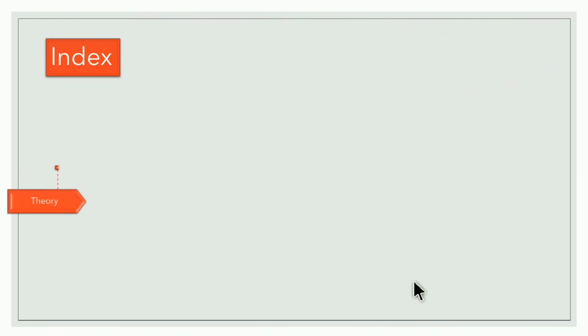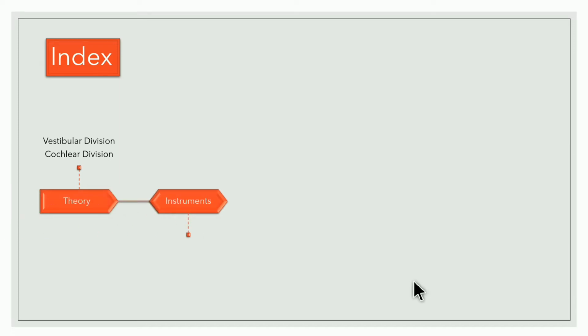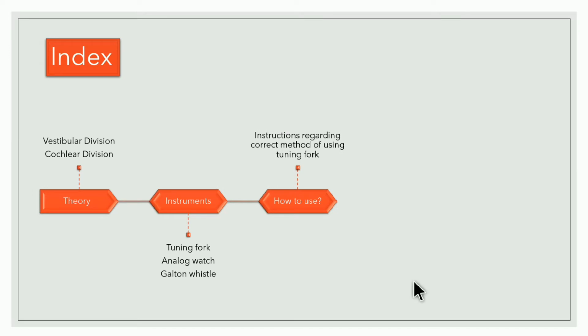In today's practical, first we'll discuss the theory of the vestibulocochlear nerve. In that, we'll discuss the vestibular division and the cochlear division. Then we'll discuss the instruments used in today's practical, mainly the tuning forks, the analog watch and the Galton whistle. Then we'll discuss how to use the instruments, particularly the tuning fork. Here we'll discuss the correct method of using the tuning fork.